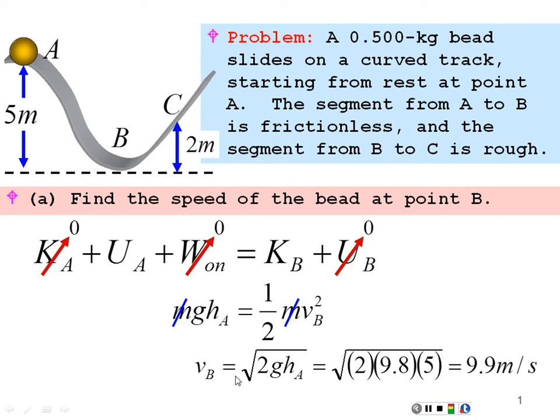How about that? It's that special case where you start from rest, you go down to a lower height with no friction, and your speed is the square root of 2gh independent of your mass. In this case, it's going to be the square root of 2 times 9.8 times 5 meters for our height, and that will be 9.9 meters per second. So that is our speed at point B.